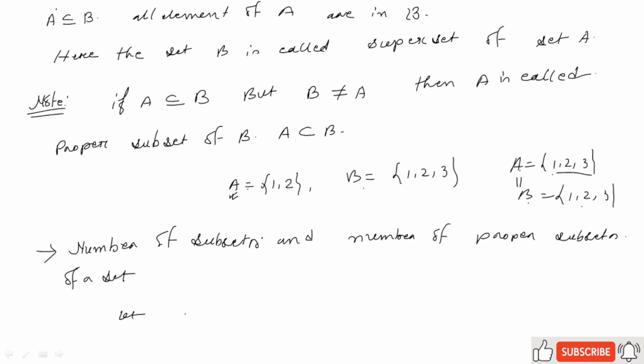let A be a set with n elements. Okay. That means the value of n here is 3, the value of n here is 2. Okay. Then number 1, the number of subsets is 2 raised to power n.